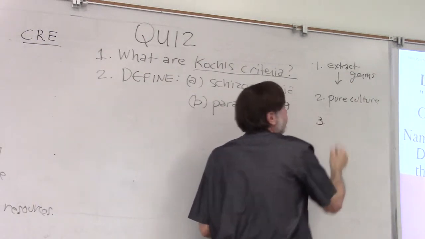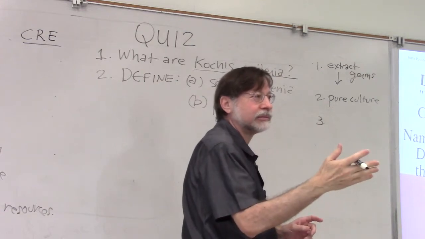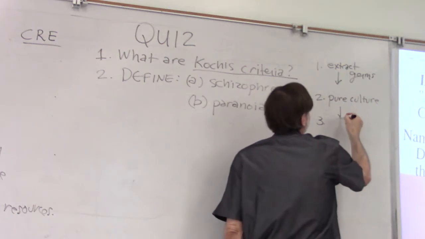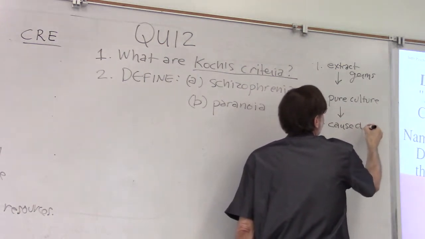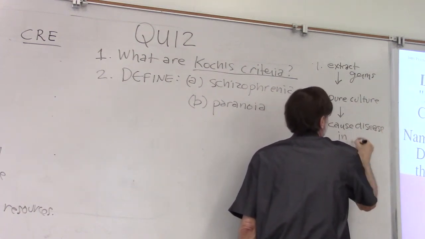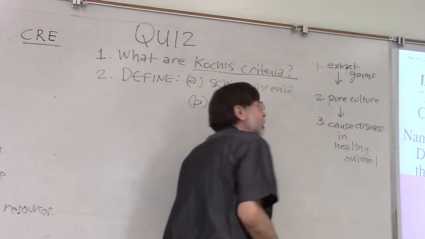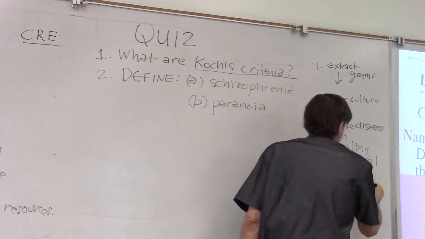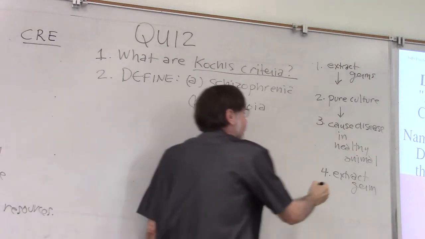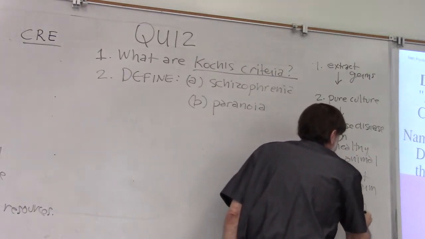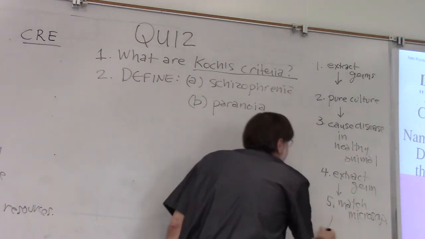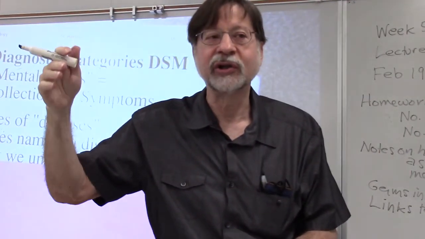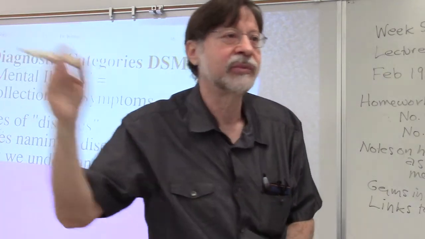All right. Third criterion. What's the third criterion for Koch? First criterion is extract the germs. The second criterion is get a pure culture. Then the third criterion is cause the disease in a healthy animal. So you want to show that a single germ can cause the disease. The fourth criterion is show that you can extract the germs from the previously healthy animal that's now sick and show that it matches microscopically. And then repeat the process. So you should be able to go from one animal to another, causing the disease, extracting the germ, getting a pure culture, showing it's the same germ, and showing that that germ can kill animal after animal.